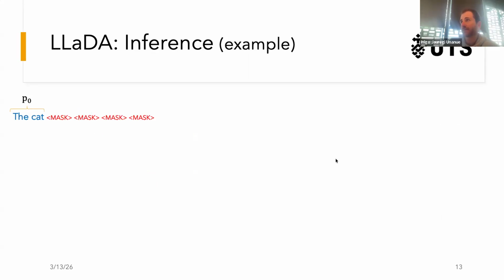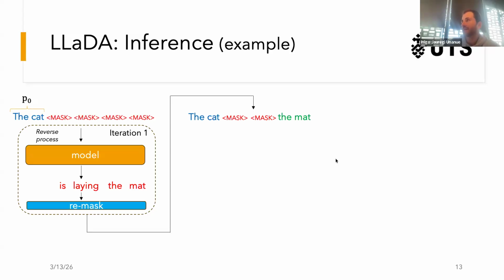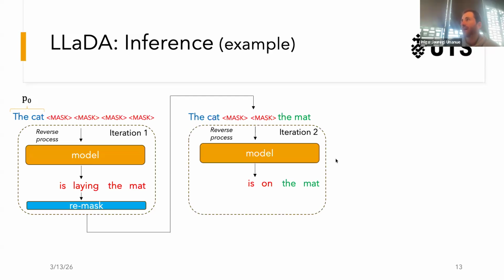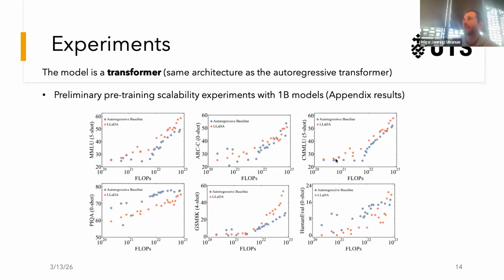This is another example of how inference goes. If we have the same text as before, the cat sits on the mat, but now we just have the cat as the prompt, and the model needs to try to predict the next part. In iteration 1, the model does the reverse process and maybe predicts the following sentence. Then there's a remask, which masks 2 tokens and keeps the other ones, the confident ones. Then remask again, and eventually it goes to the final sentence. This is how the diffusion process works, where you slowly denoise the final generation of the text.